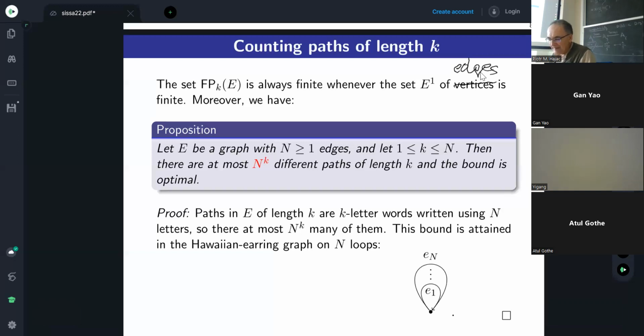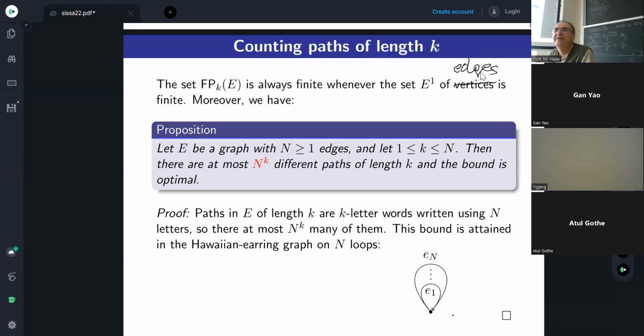And here, in fact, you have a more precise claim, a trivial proposition. If E is a graph with n edges, so n is a finite number, and I choose k, of course, I cannot have a path which is longer than the number of all edges unless I have a loop. So let me take a k which is at least 1 and at most n. Then you can easily check that there are at most n to the power k different paths of length k, and the bound is optimal. No, I just say that the graph has n edges.